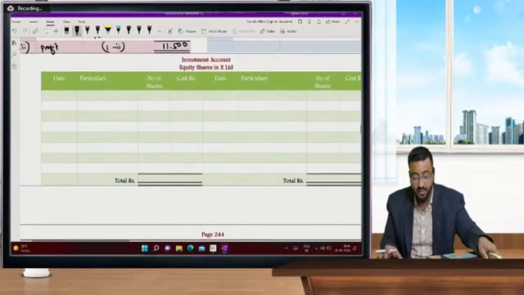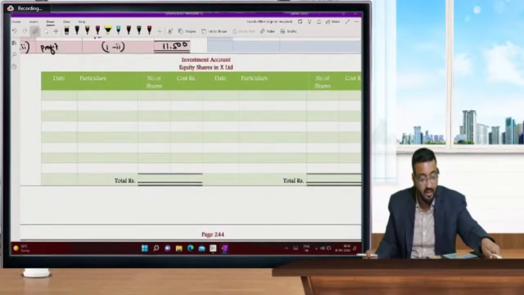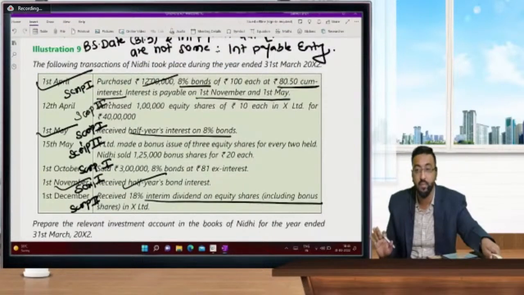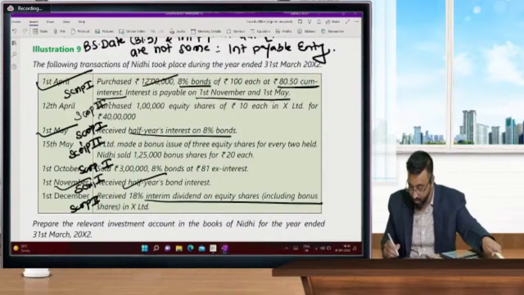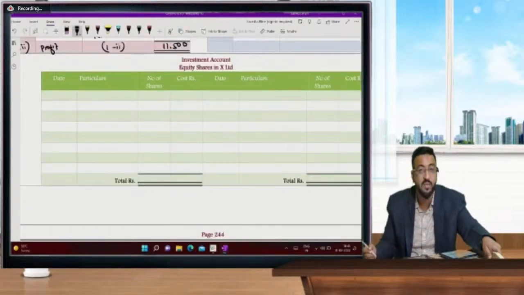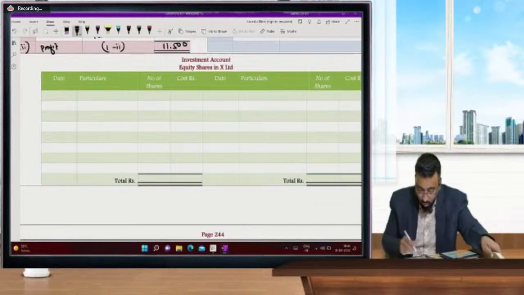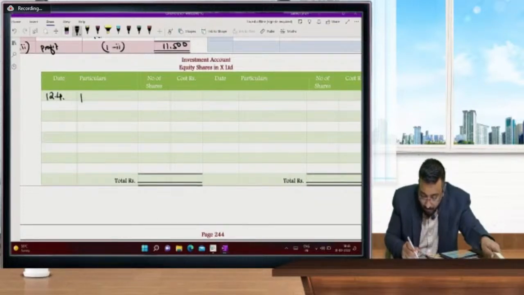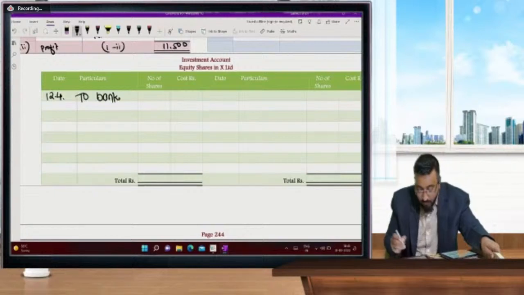Now it's for investment in equity shares. Focus it. Script number 2. From first entry, you have to tell me. When he purchased, 12th April. So 12th April, how many columns? Serial number, particulars, number of shares and cost. Here P&L account you will prepare it separately. 12th April, to bank.